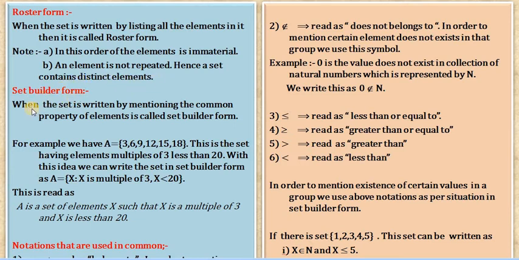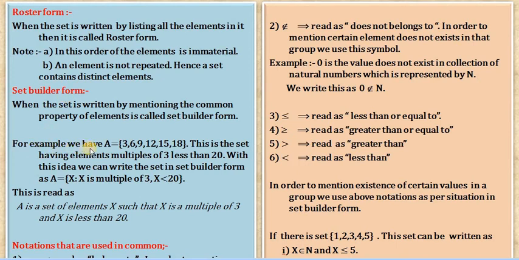Okay, set builder form. The set is written by mentioning the common property of elements, which is called set builder form. That means in this type of form, elements are not seen directly. We can't observe the elements. We see a simple statement, a simple rule that applies to those elements. So such a form is called set builder form. Now let us see how this exists.